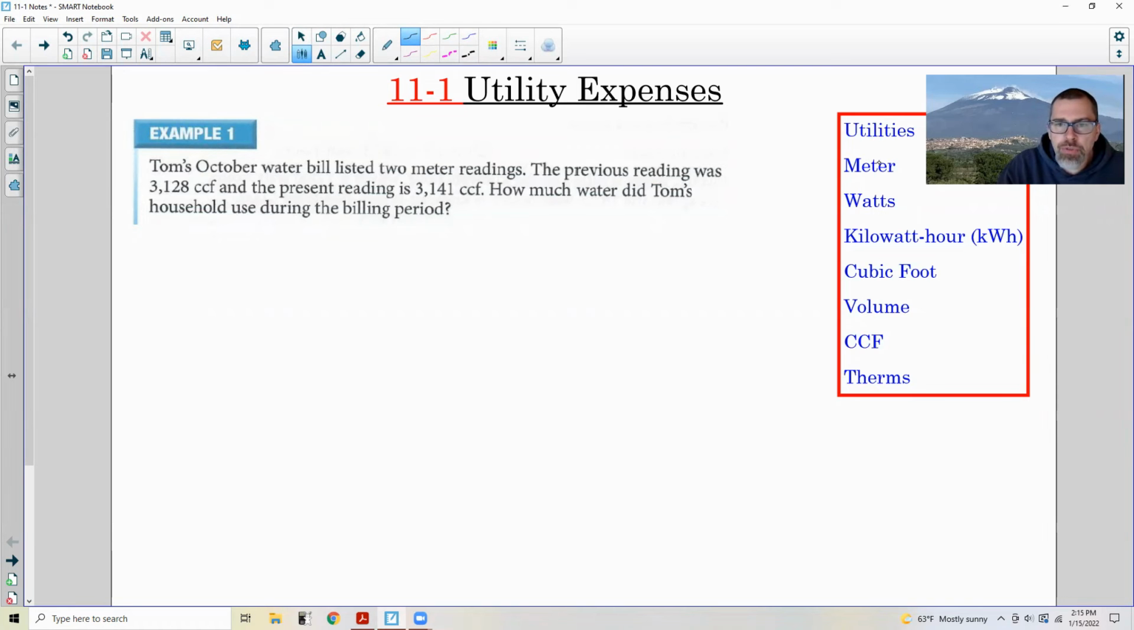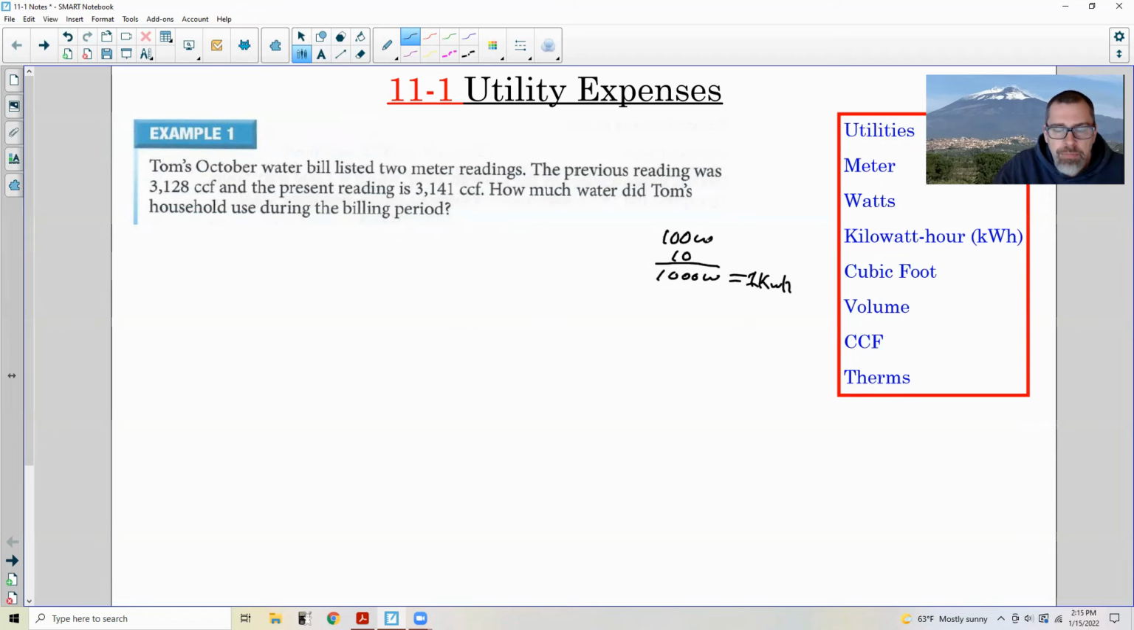How much water do you use? There's a water meter. How much gas do you use? There's a gas meter. Electricity, there's a meter for that, and so on. Okay. Watts. Electricity is measured in watts. That's the unit of measurement for electricity, watts. Kilowatt hour. Well, kilo means 1,000. So 1,000 watt hours. So if you think about kilowatt hour, if you had a 100 watt bulb burning for 10 hours straight, that would be 1,000 watts, which equals 1 kilowatt hour.